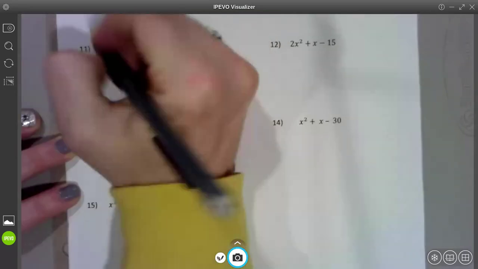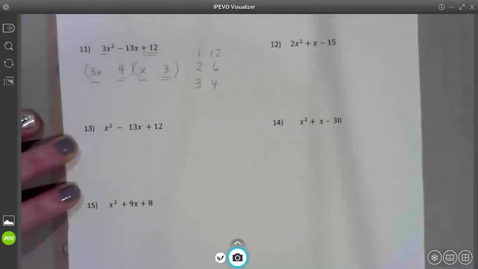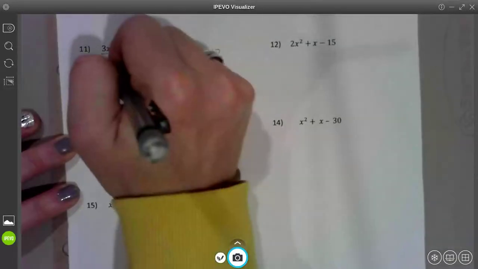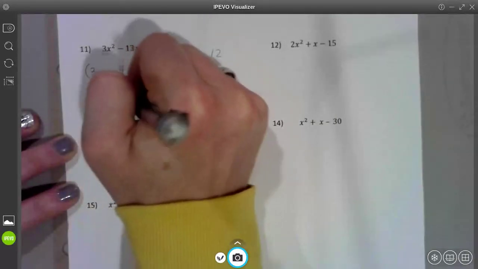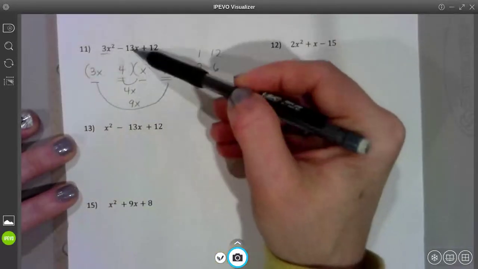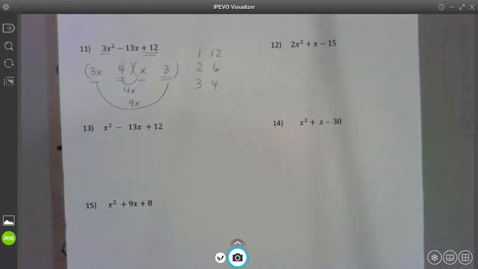So let's only try the 4 there and the 3 here, right? Because I'm not creating a GCF there. And let's see what my rainbows tell me. 4 times x is 4x. 3x times 3 is 9x. Could I get a 4x and a 9x to get me those negative 13x's in the middle? Guys, I think I can. I think 3 and 4 are going to work.